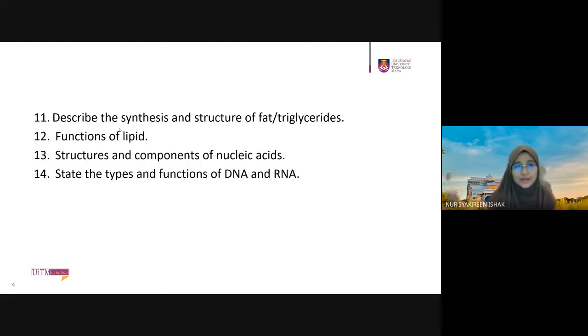And then you have steroids. Okay, so steroids, one example of steroids is cholesterol. So cholesterol, one of the places where you can find cholesterol is embedded in the plasma membrane, which functions to maintain the fluidity of the membrane.